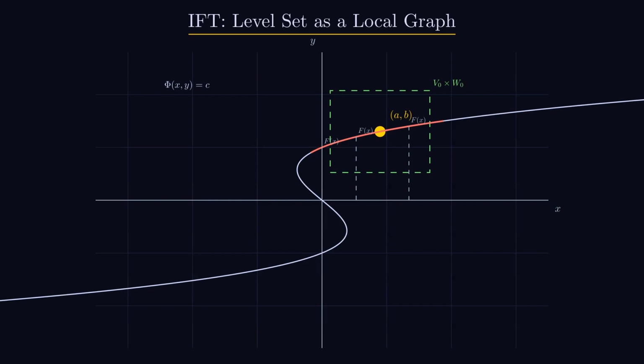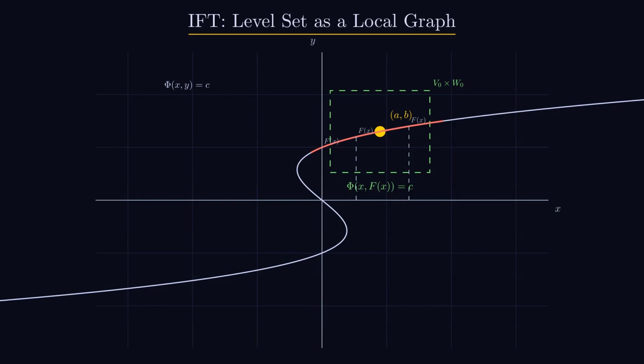Inside the box, the highlighted piece of the curve is the graph of a smooth function. Each x value in V0 determines a unique y value f of x in W0, shown by the vertical dashed lines from the x-axis to the curve. The fact that these vertical lines meet the curve in exactly one point, rather than two or zero, is the geometric content of the non-singular y-Jacobian hypothesis. The curve is not tangent to the x direction at (a, b).